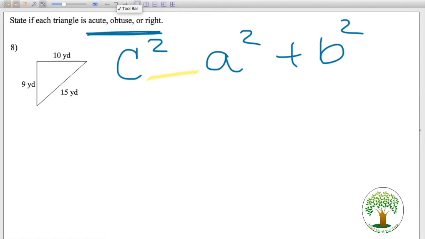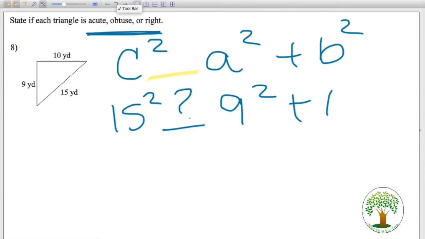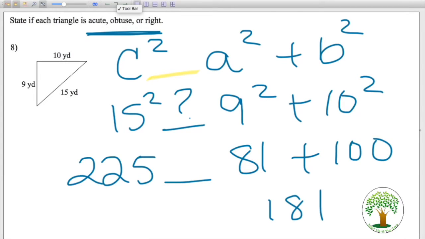Here we go. So I'm going to do the longest one, which is the 15, and I'm going to put it here. So 15 squared. I don't know what that is. Maybe I'll even put a question mark. The next two don't matter, the 9 and the 10, so I'll do 9 squared plus 10 squared. 15 squared is 225, our blank. And I've got 81 and 100 when I square them. So I'll have 181 and I'll have 225. So it is greater. So that means if it was greater up there, that would have made it obtuse.